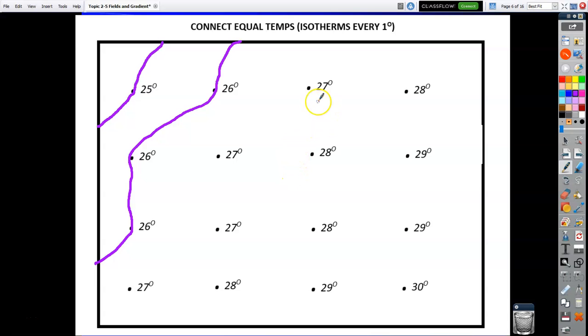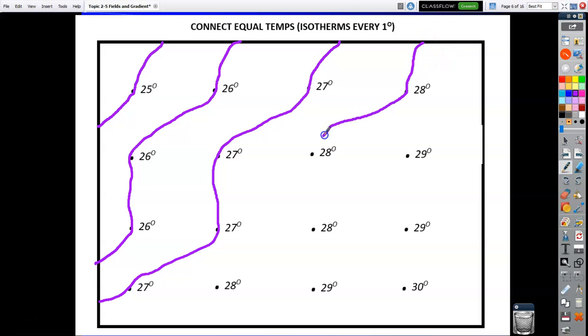All right, 27s. I got 1, 2, 3, 4. Same thing. I start on the edge of the box. I hit this 27 here, here, here, here, and to the edge. And I just keep the pattern going. And this is a very easy one. I didn't want to start you out with a tricky one. I gave you a pretty simple isotherm map. Start here, 28. Oops, and I missed it.